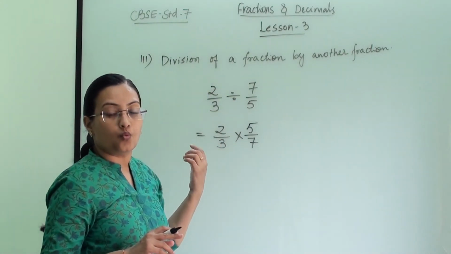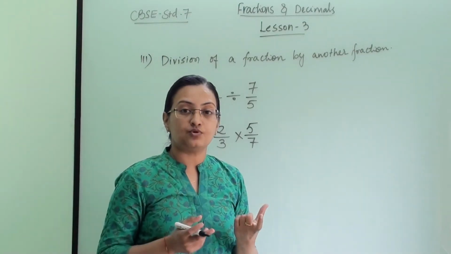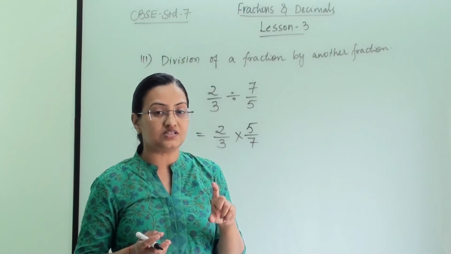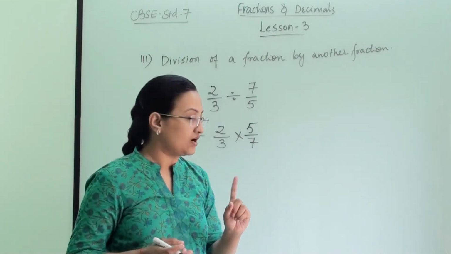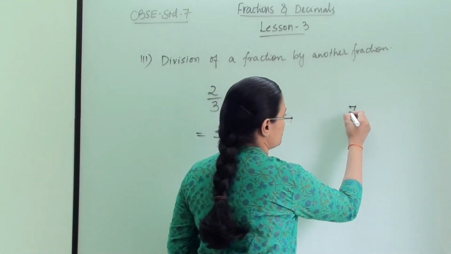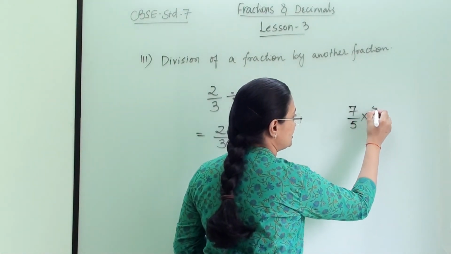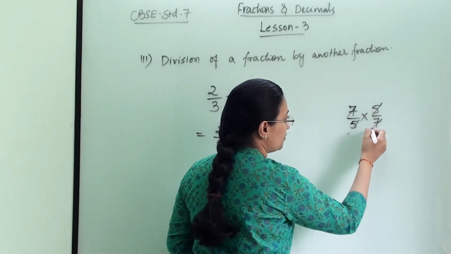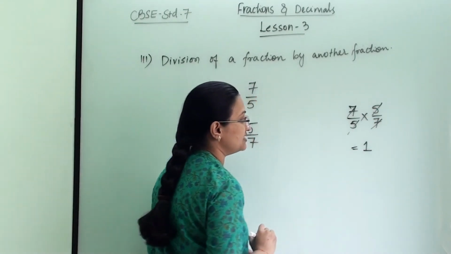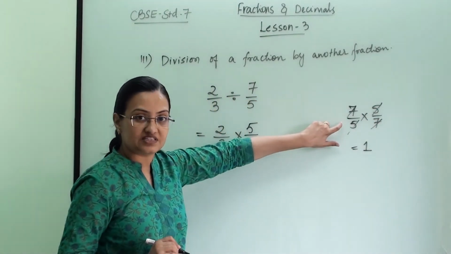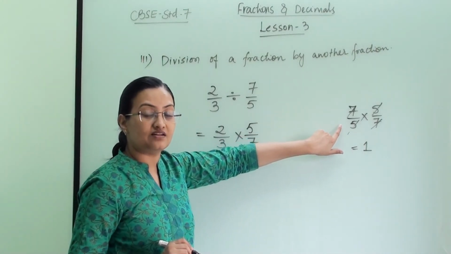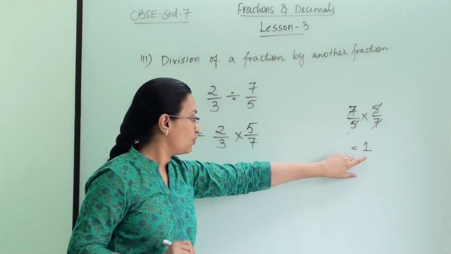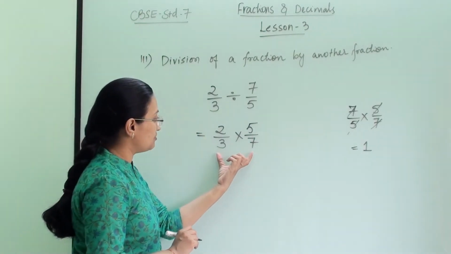And what is the characteristic of a reciprocal? That when you multiply a number with its reciprocal, you will always get 1. For example here, 7 by 5 you will multiply with its own reciprocal, and as an answer we will get here 1. So this is a property of reciprocal, that when you multiply a number and its reciprocal, we will always get 1. So here this is our multiplication.